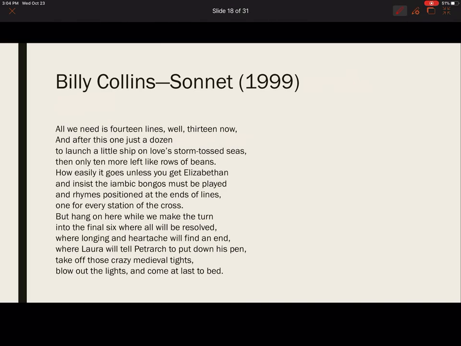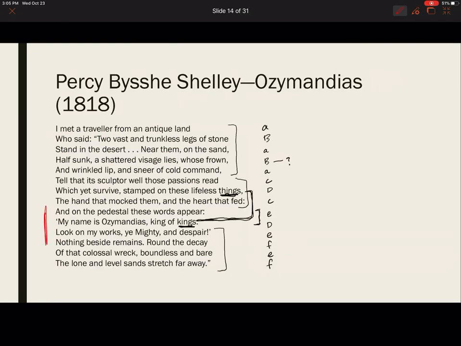This one is Billy Collins' sonnet. Now, if you were working on this as part of your project, this would be not just an example of a sonnet, but a how-to, right? Because throughout the poem, he tells you what you need and what makes a sonnet, right? He says it goes easily unless you get Elizabethan and insists the iambic bongos must be played. I didn't talk about this, but most sonnets that we've looked at so far are in iambic pentameter.